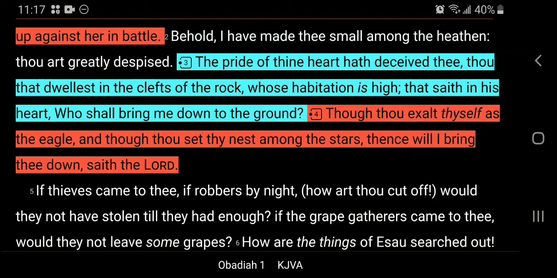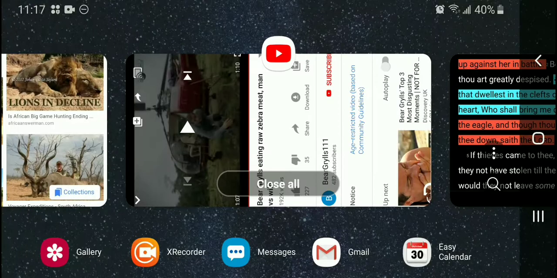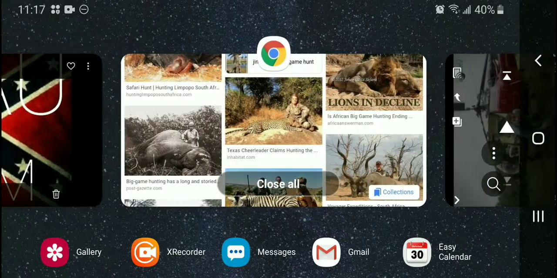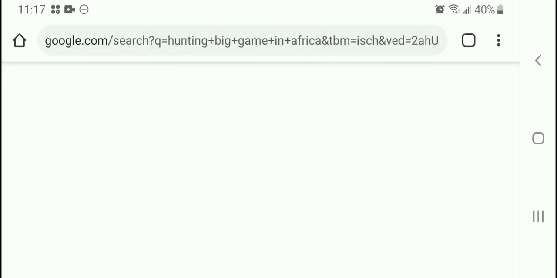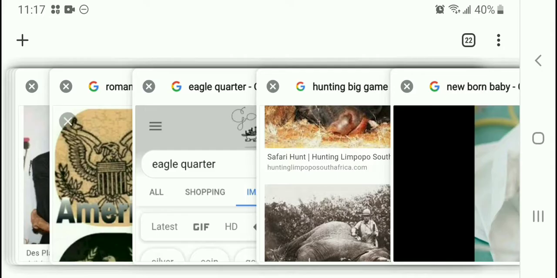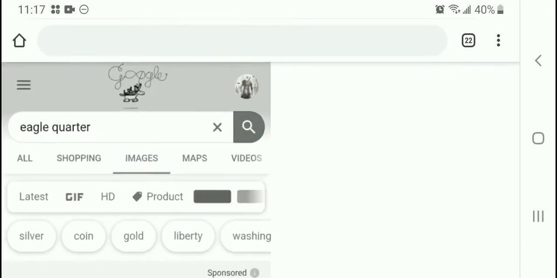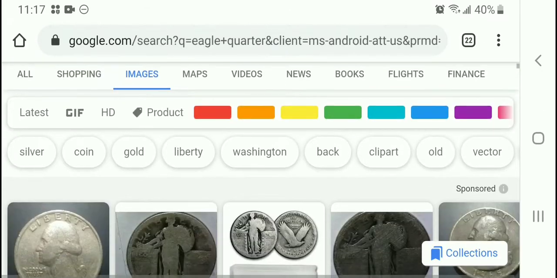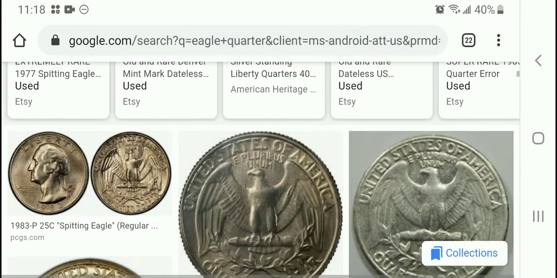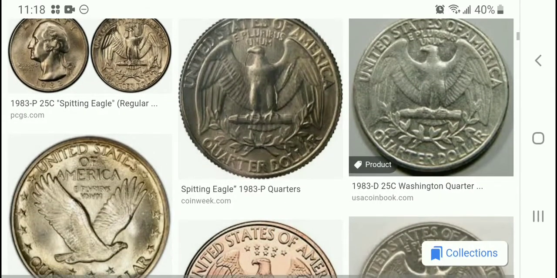Verse 4, though thou exalt thyself as the eagle. Now first, let me get it, man. Does not the so-called white man exalt himself as the eagle? Does he not? Now, of course, you can look on the back of your quarter. On the back of your quarter, you see an eagle, right? Eagles.